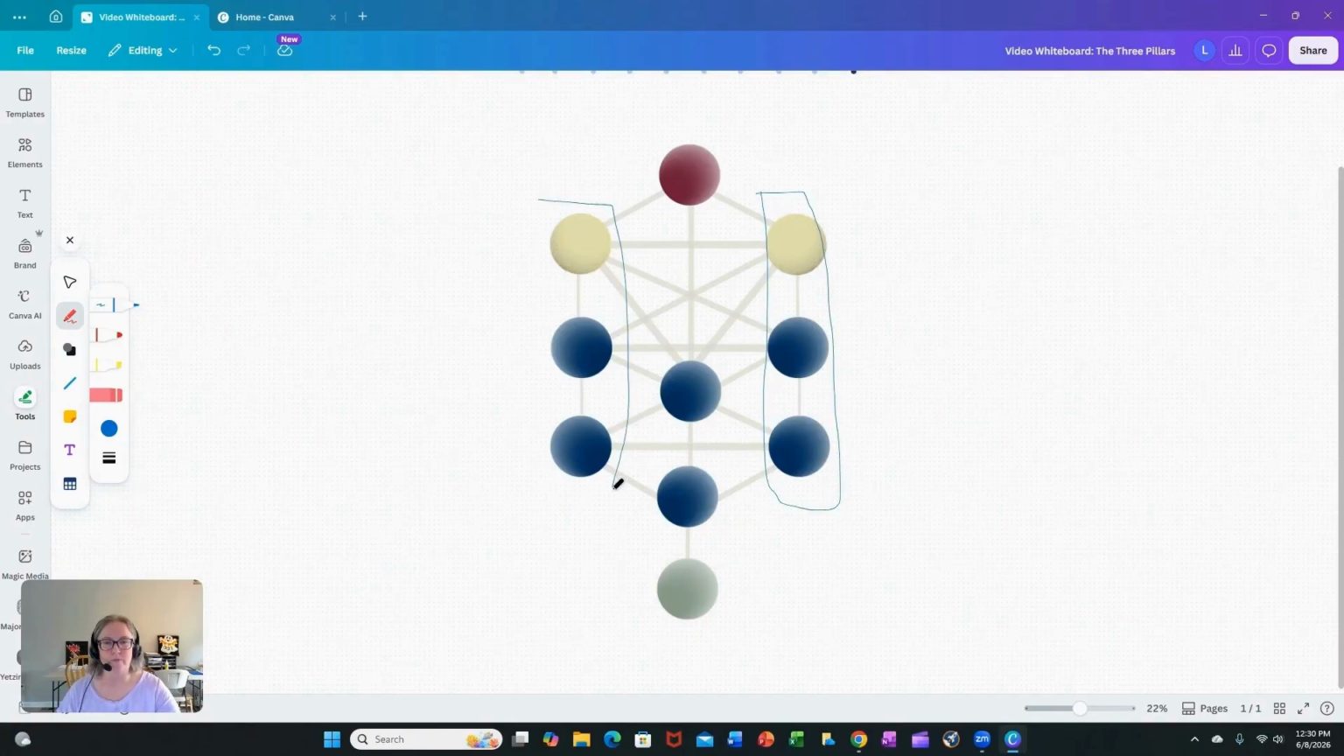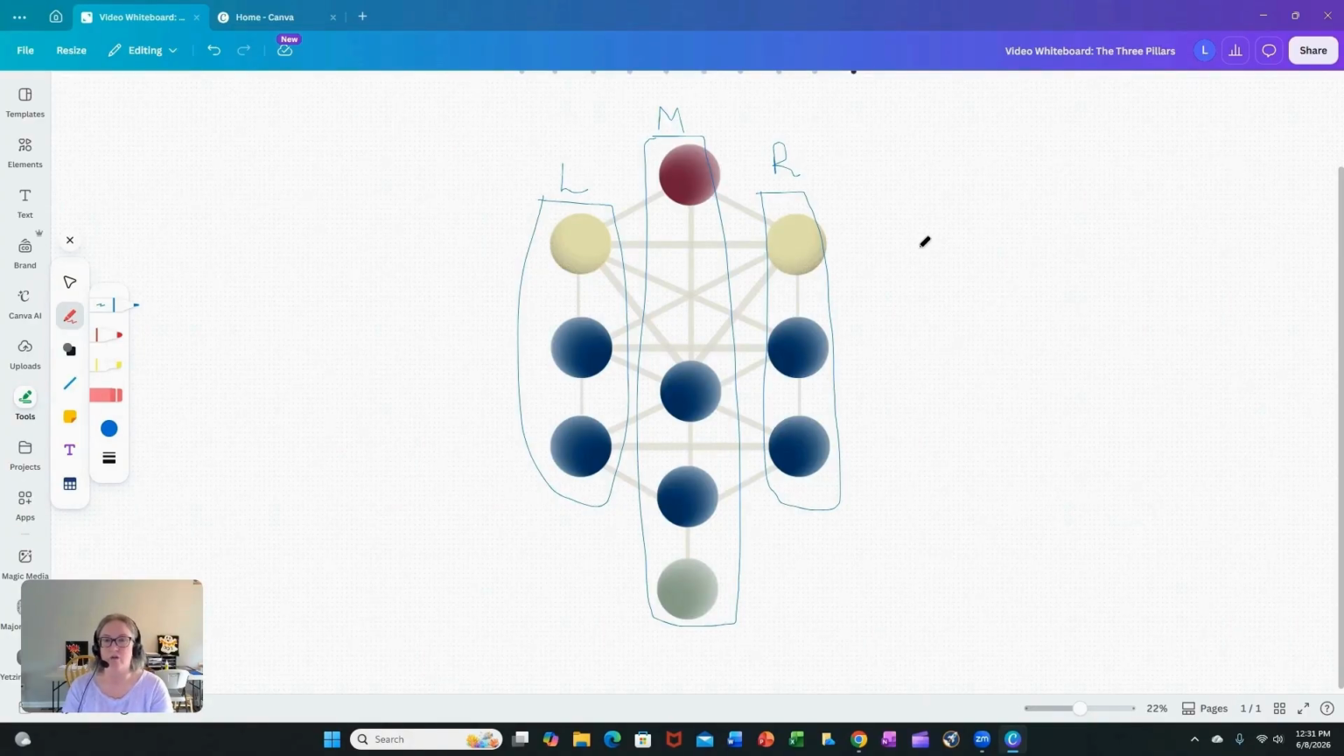then this one, and then this one. So this one would be called the right pillar. No mystery then, this is the left, and this is the middle. So now you know what the 3 pillars are and how to find them, and orient yourself in a tarot spread.